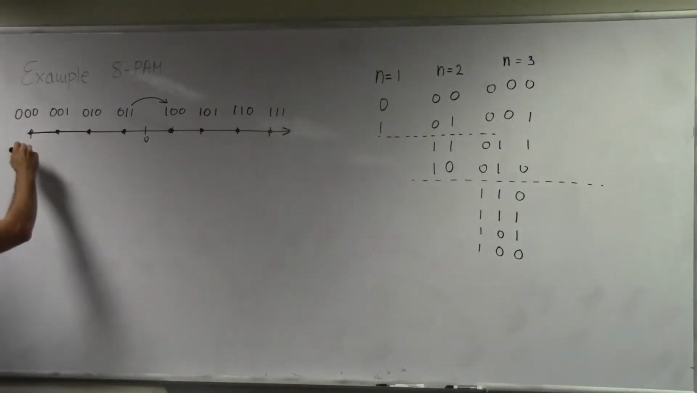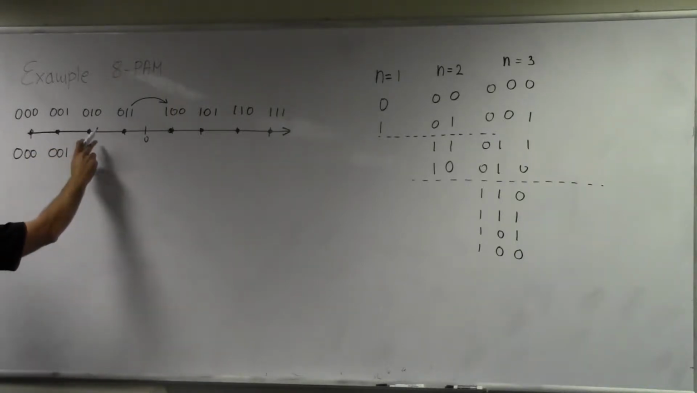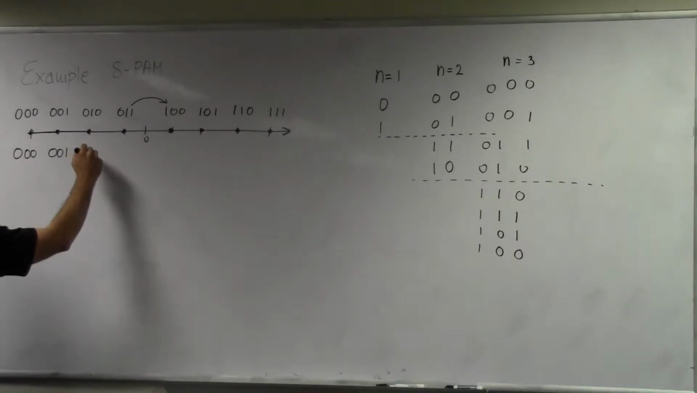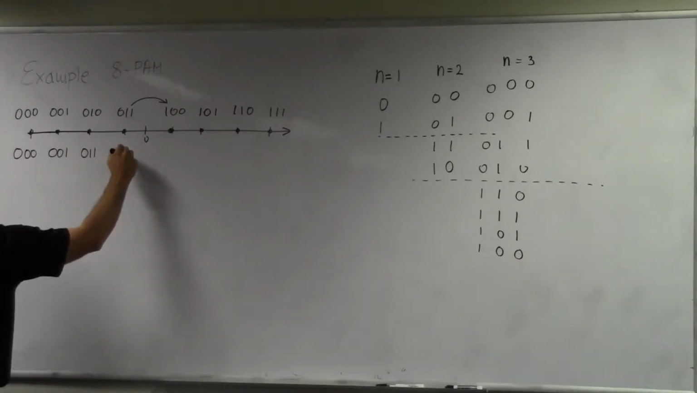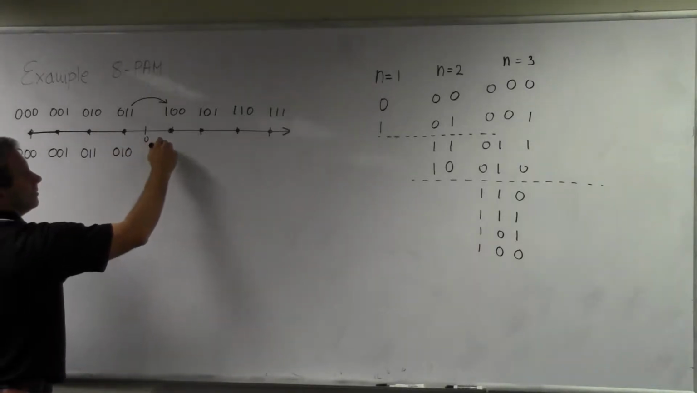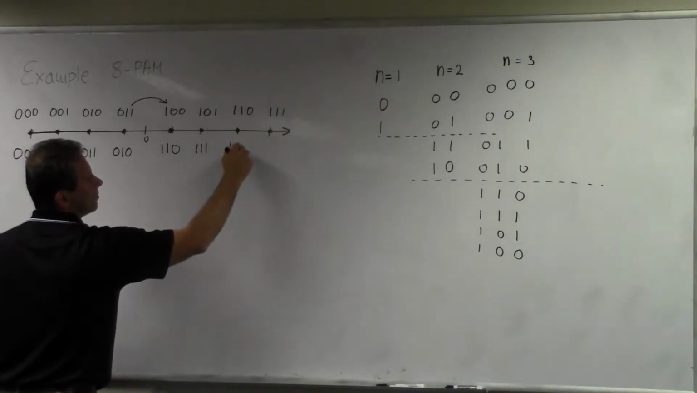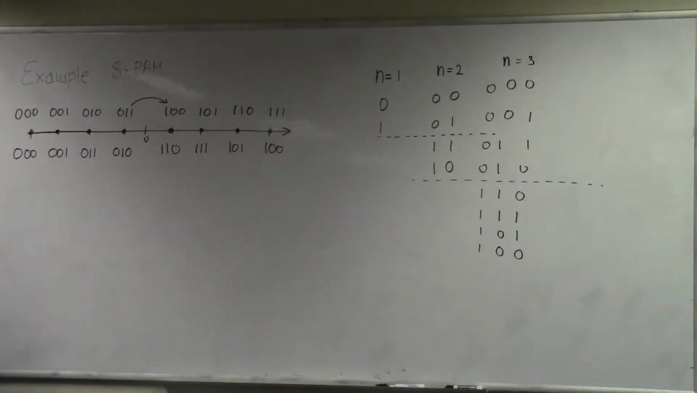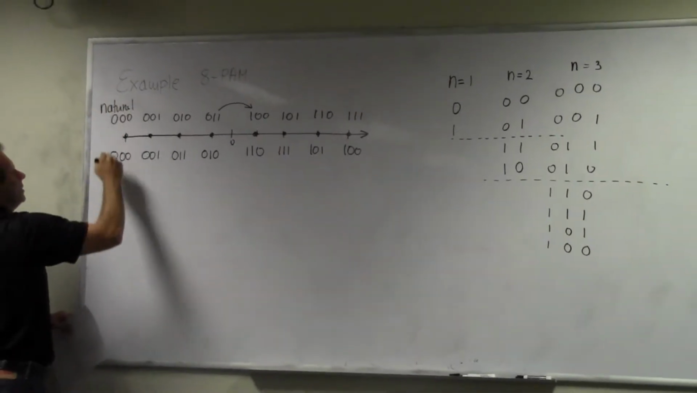So it becomes 0, 0, 0, 0, 0, 1. But instead of 0, 1, 0, I have 0, 1, 1, 0, 1, 0, 1, 1, 0, 1, 1, 1, 1, 0, 1, 1, 0, 0. So in this case, this is natural, and this is Gray code.